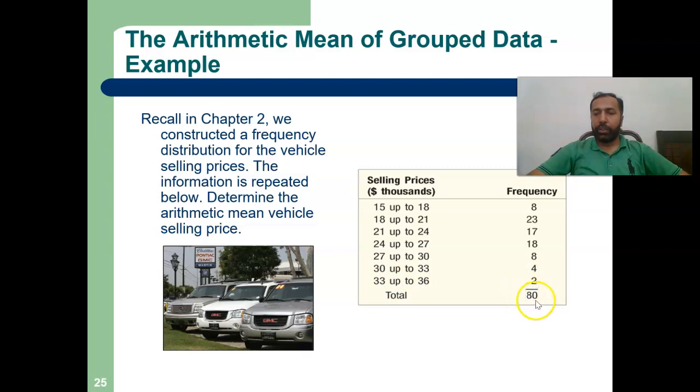So in total, this is data of 80 cars, out of which 8 were sold in this range, 23 were sold in the next range, and so on. This type of data is known as grouped data. Grouped data and its mean calculation is a little bit different from a simple mean.